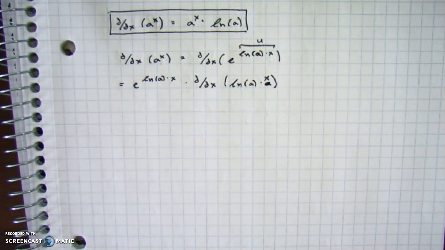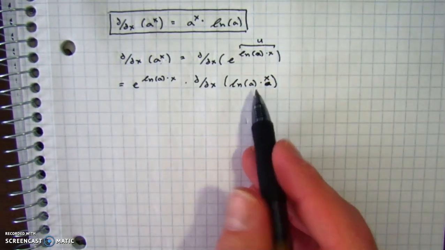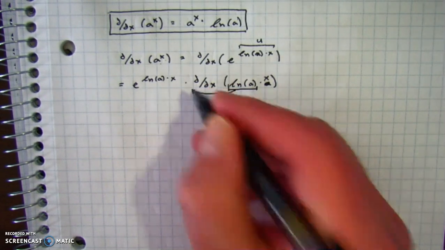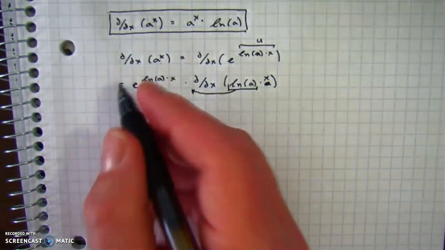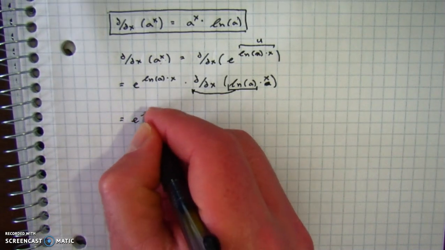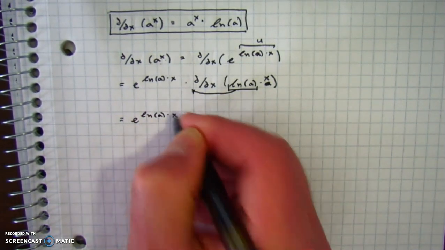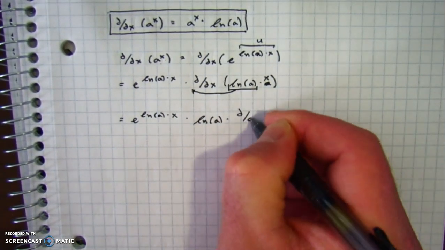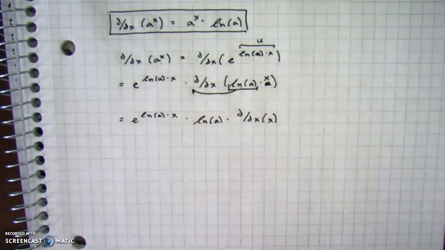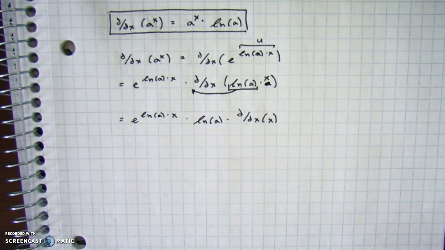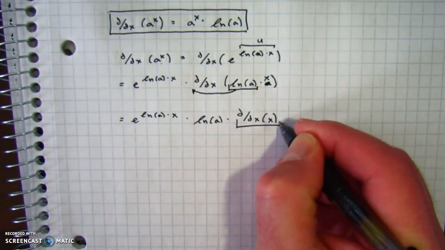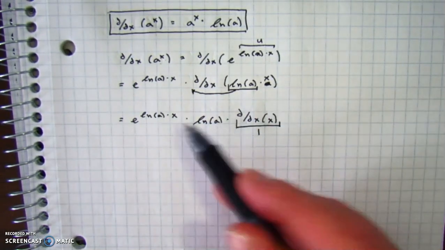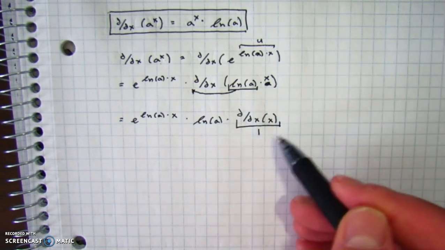Looking at this, I've got some good news. The natural log of a is just a constant, that's not going to change at all, so we can bring that out. Let me rewrite this as e to the natural log of a times x, times the natural log of a, times the derivative of x. Even more good news: the derivative of x is just 1. One times anything is just the same thing, so I can forget about that.